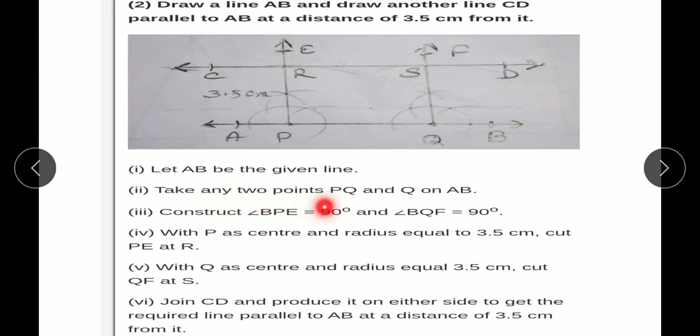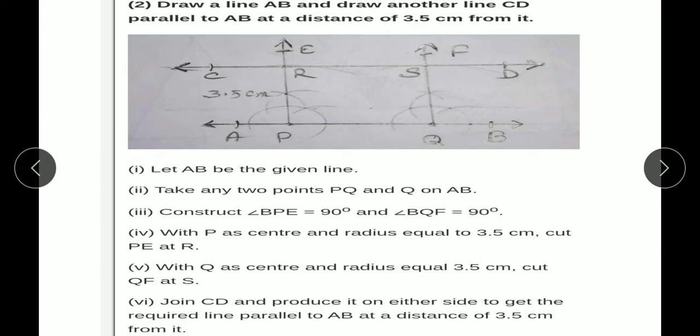Take any two points P and Q on AB. So we will take a point P and this is the point Q. Construct angle BPE of 90 degrees and angle BQF of 90 degrees.